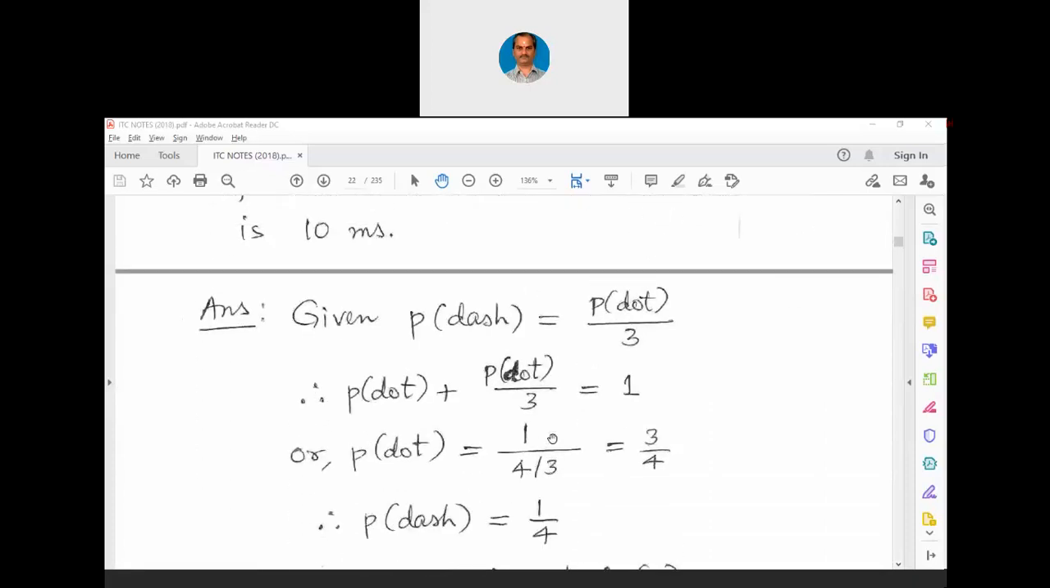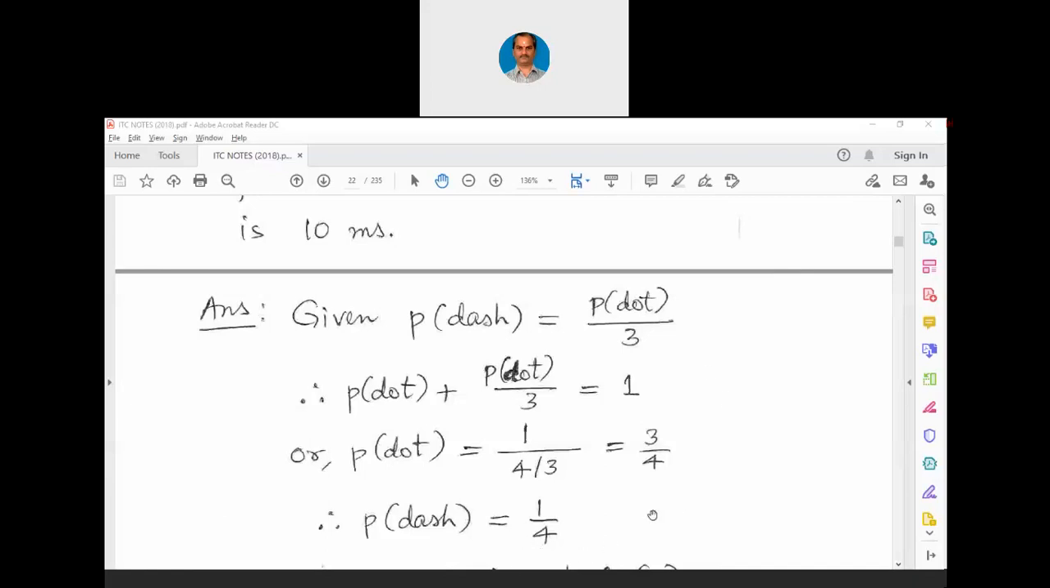You can see this. Given probability of dash is probability of dot divided by 3, which means probability of dot plus probability of dot by 3 equals 1. So this is the probability of dot. Probability of dash is 1/3 of the dot. So it is probability of dot divided by 3 equals 1. We can simply solve this expression. P of dot is 1 over 4 by 3, or 3 by 4. So naturally P of dash is 1 over 4.